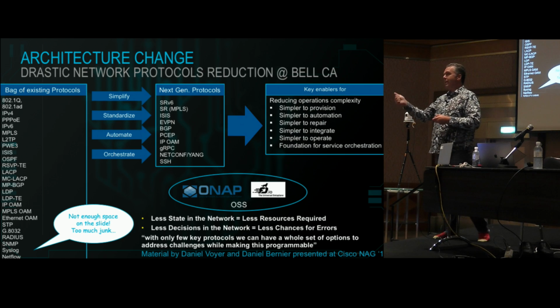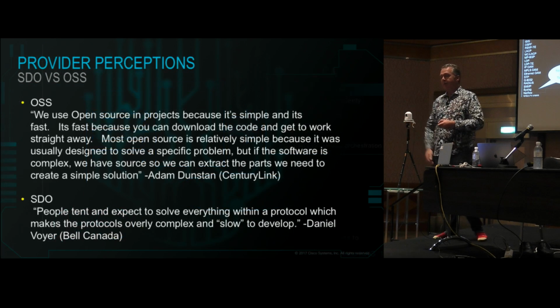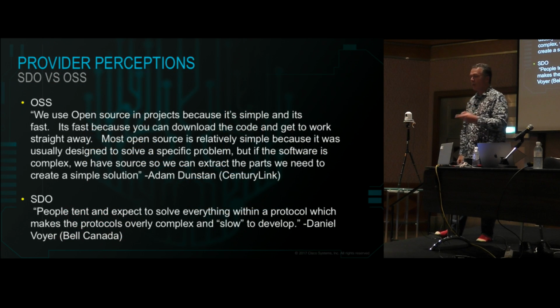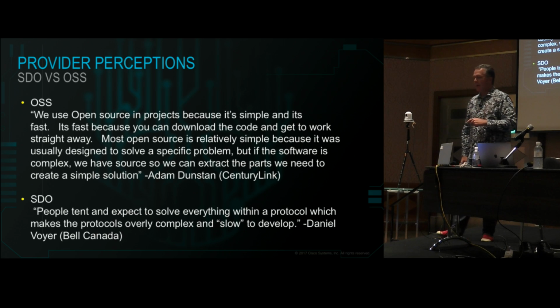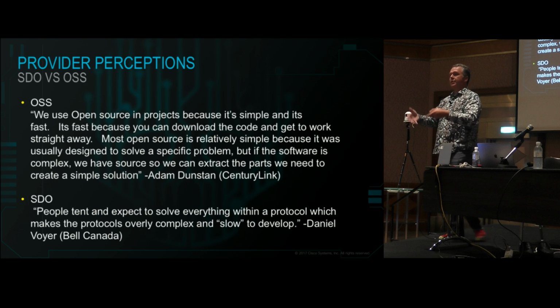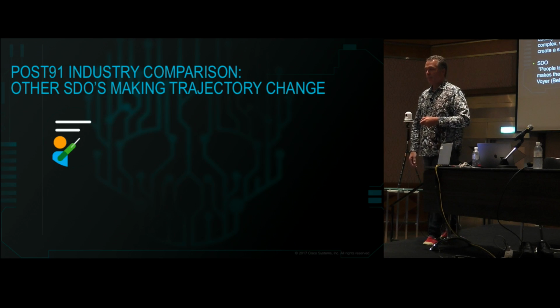And what are they looking for? Make it simpler. We want to be involved. We want to help code ourselves. We need to understand how this stuff works. So a couple quotes, again, one from CenturyLink. First, we use open source because it's fast. And again, we want to be involved. And second, from Bell Canada, we want to be able to not only potentially progress the standards, but progress the functionality to solve our problems, and we can do that in code.